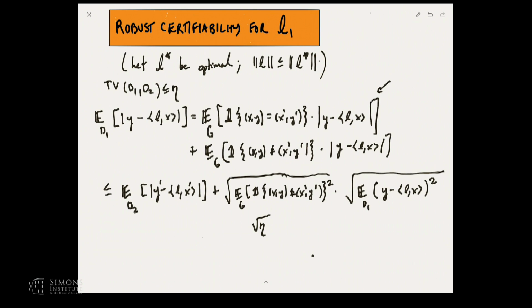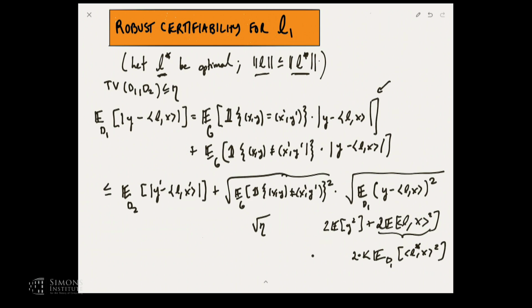And then for this term, the expectation of y minus Lx squared, I can just bound this by twice the expectation of y squared plus twice the expectation of Lx squared. And then remember, L star was my optimal linear function, and we said the norm of L was smaller than the norm of L star. So this term is at most 2 times kappa times the expectation over D1 of L star x squared.